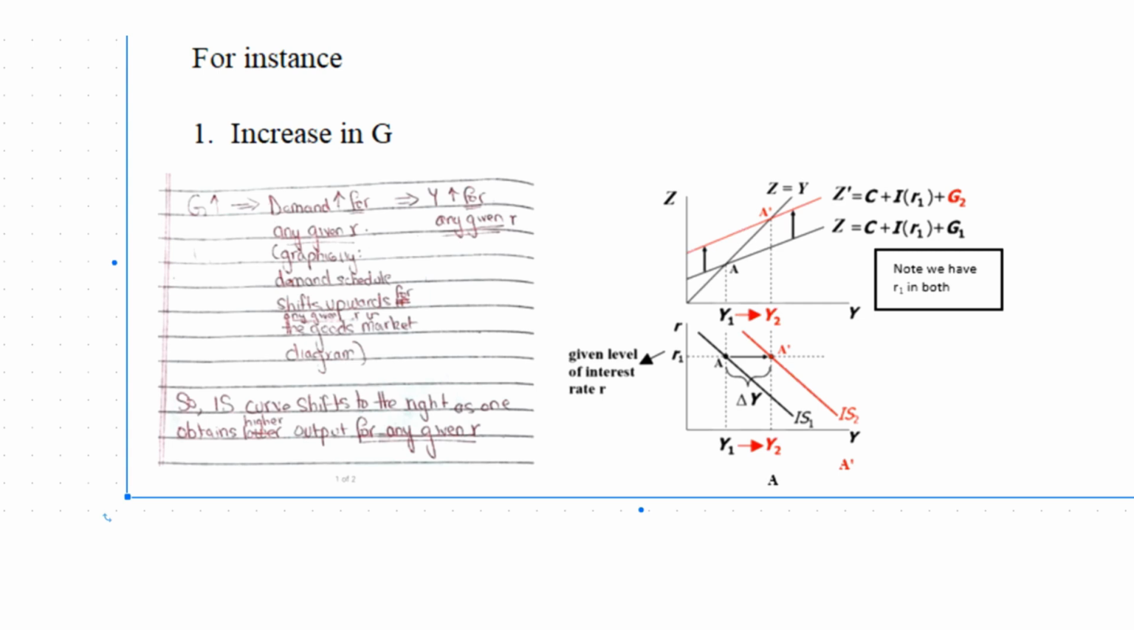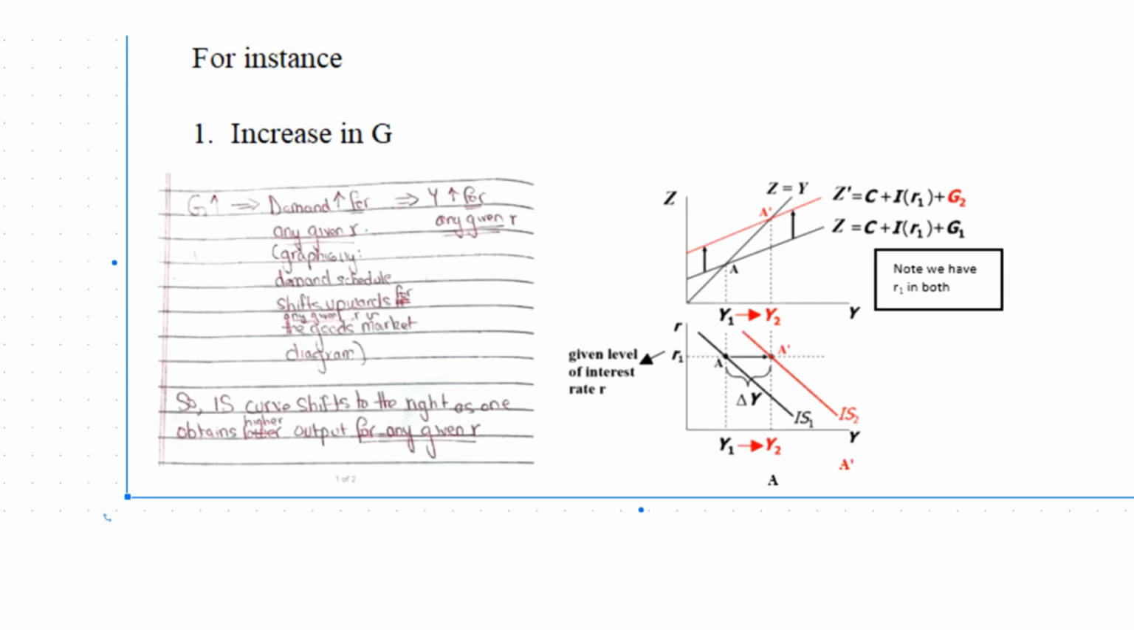So the IS curve shifts towards the right as one obtains higher output for any given R. Although over here we're just showing a higher output for R1, this is true for any given interest rate that you see here. So an increase in G causes the IS curve to shift towards the right as demand increases for any given R, which causes output to increase for any given R.